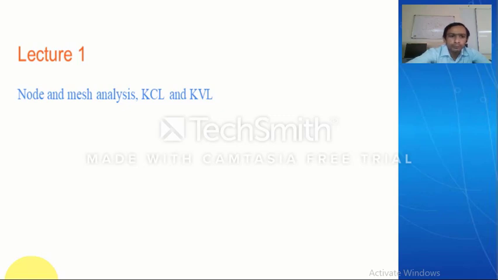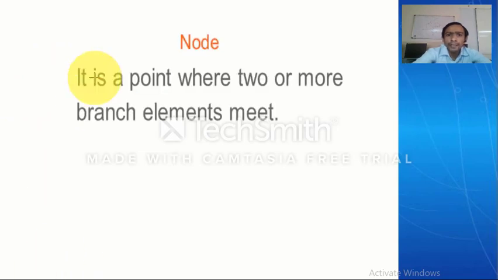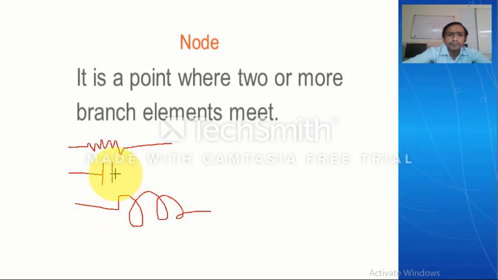voltage law. Now, before proceeding to node and mesh analysis, we must know what a node is and what a mesh is. So, a node is a point where two or more branch elements meet. Here, branch elements consist of resistors, inductors and capacitors. They may also include active sources like voltage source, battery and current source.